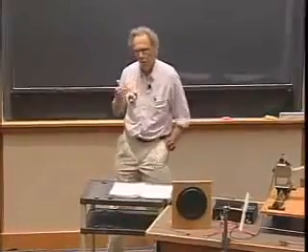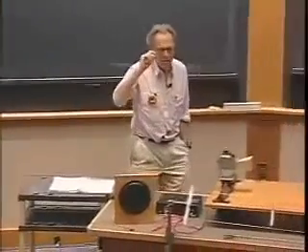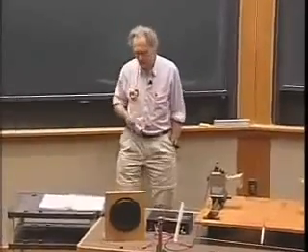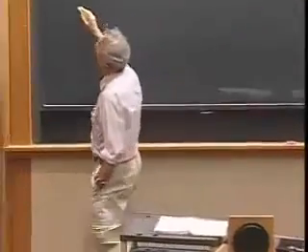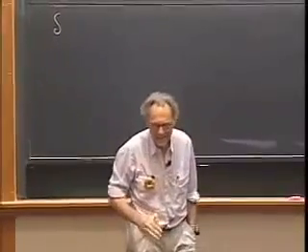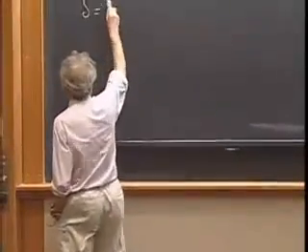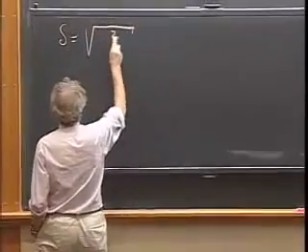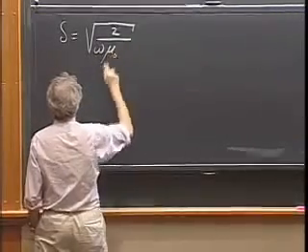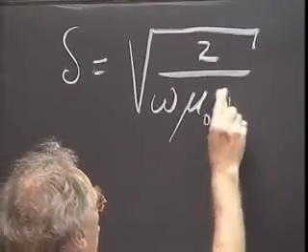The electric field falls off exponentially in a very thin layer which we call the skin depth. And that skin depth delta is defined in such a way that the electric field falls off by a factor of e. And that skin depth, which I will not derive here, is the square root of 2 divided by omega times mu 0 times the conductivity sigma.